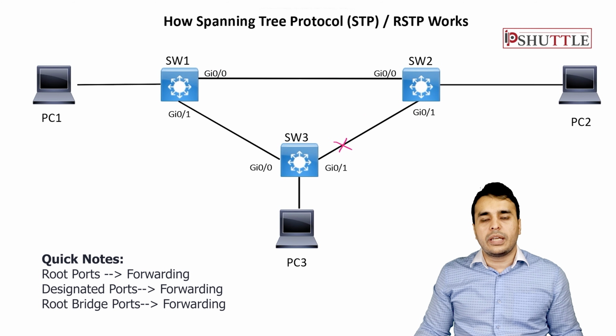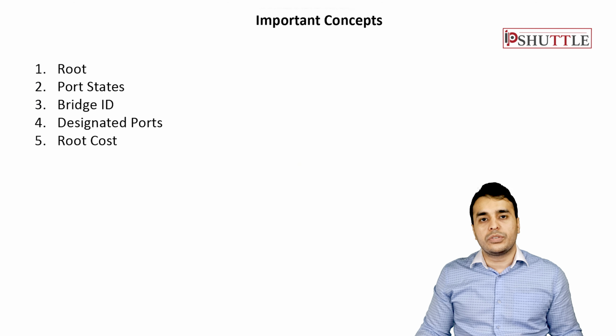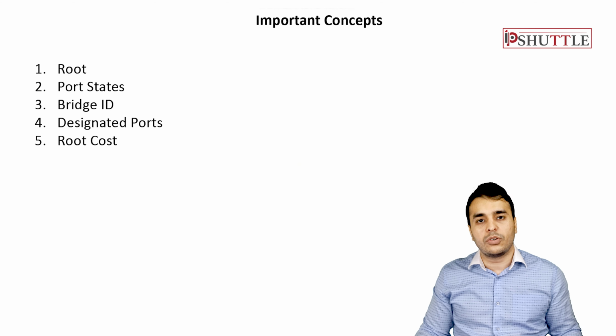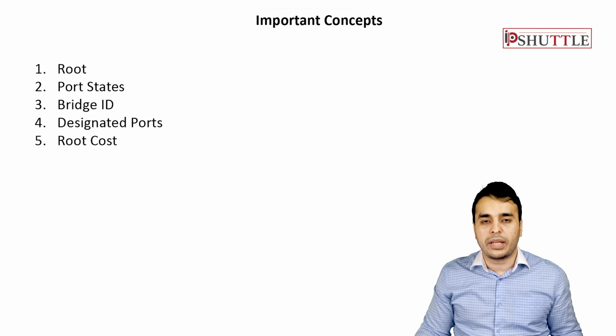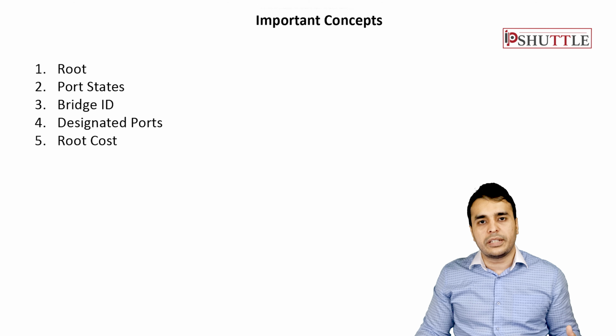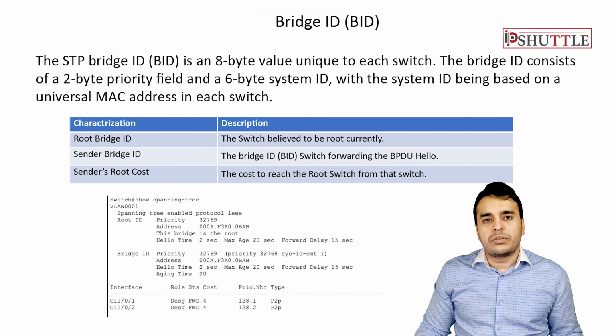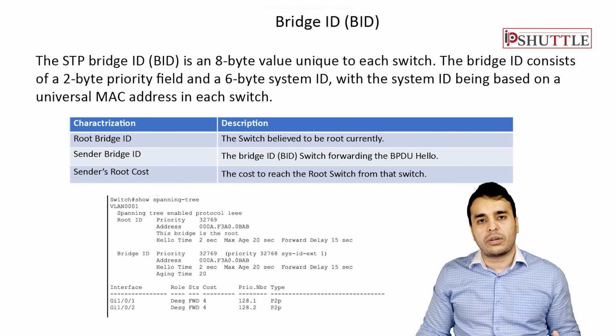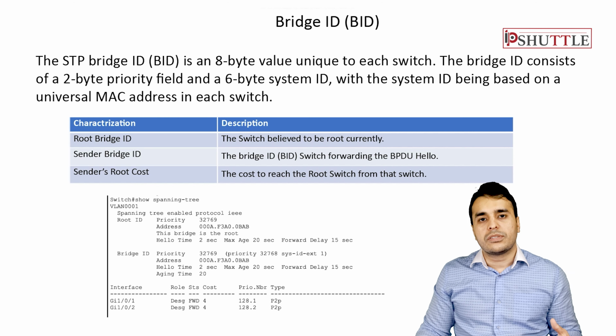Just a quick note, there are few important concepts you should try to understand. Pause my video, look into the concept again, and let me know if you have any question. The concepts you need to understand is like, what is root, what is bridge ID, what is system ID, how these elections work, what is designated port, what is root ports, and what is root cost. The first concept we need to understand in detail is what is bridge ID, because all these elections are going to happen based on this one.